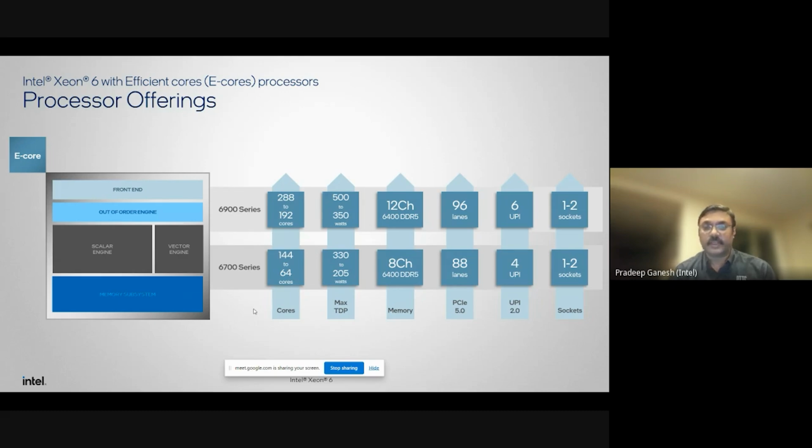The 6700 provides up to 8 channels of memory. The 6900 provides up to 96 lanes of PCIe, and the 6700 provides up to 88 lanes of PCIe. Both scale up to 2 sockets. And this is the efficiency cores based offerings.